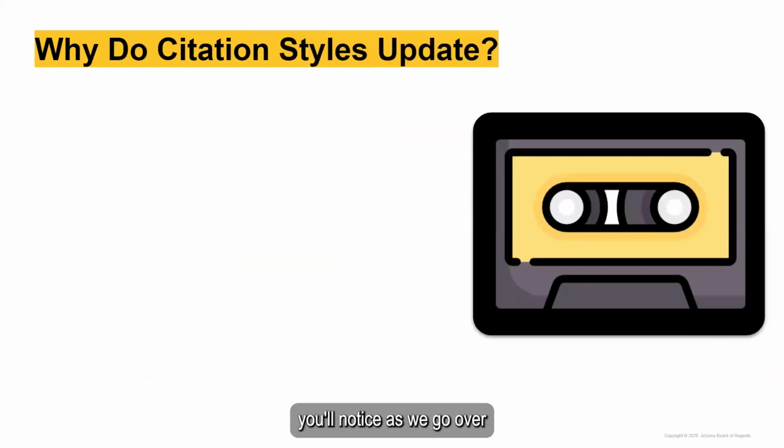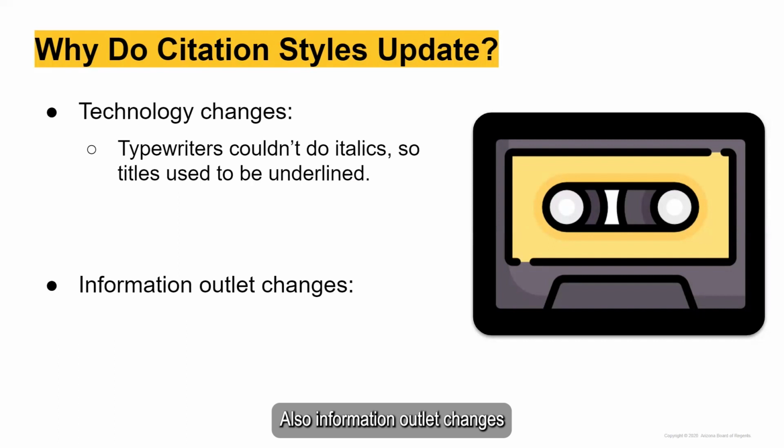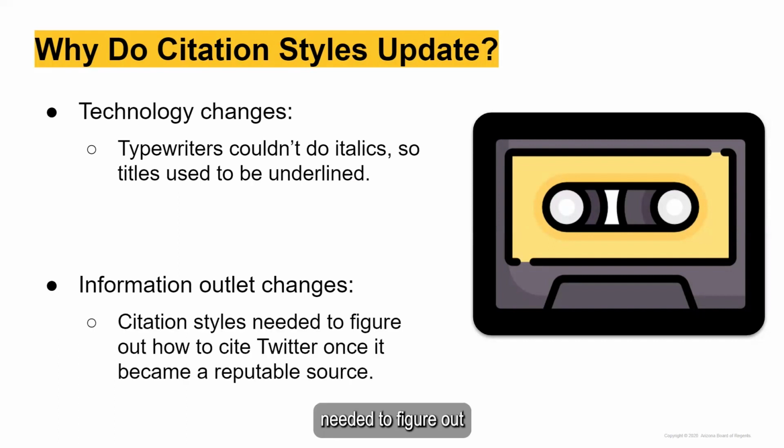You'll notice as we go over APA style that there are different editions. Citation styles are updated periodically for a few reasons. First, technology changes. In the past, typewriters could not do italics, so titles had to be underlined. We no longer have that problem, so now titles can be italicized. Also, information outlet changes. Citation styles needed to figure out how to cite Twitter once it became a reputable source. It is worthwhile to note that citation styles don't publish every little change. They publish bulk changes when they have enough for it to be worthwhile to share the new best practices.